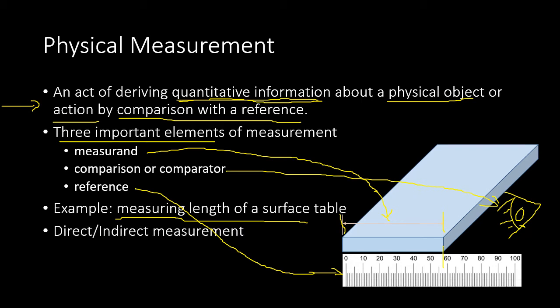Direct and indirect measurement. Some measurements are taken directly, just like this example of measuring length of a surface table. In this case, we are directly measuring the length of the surface table.